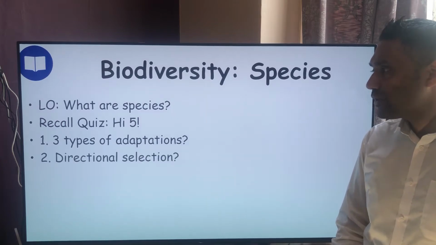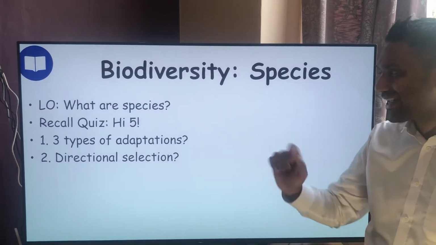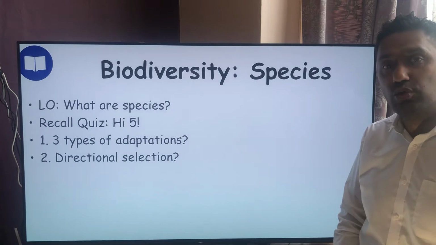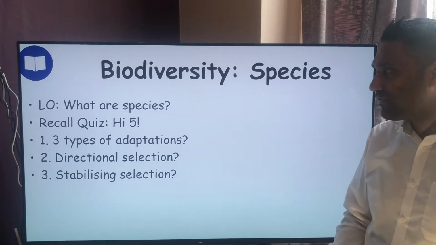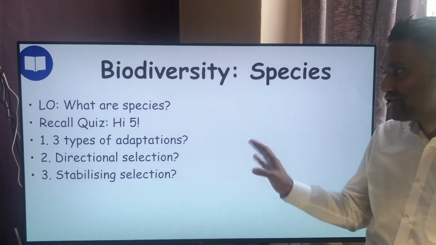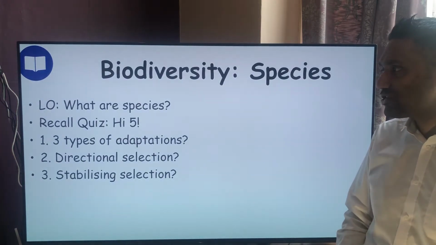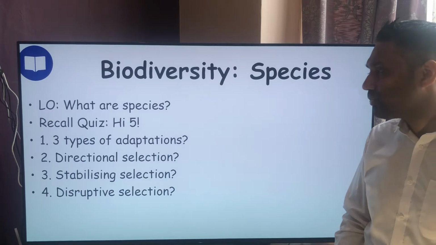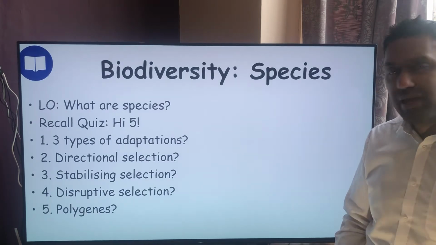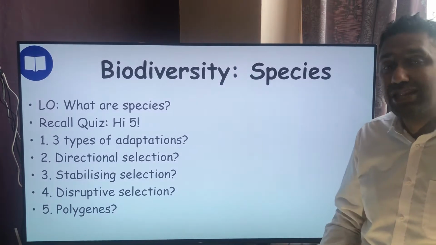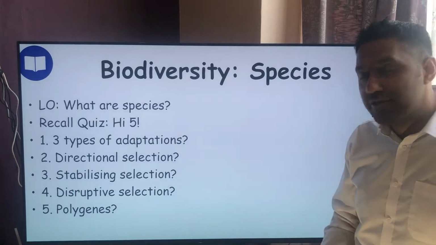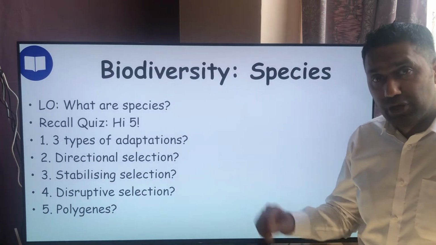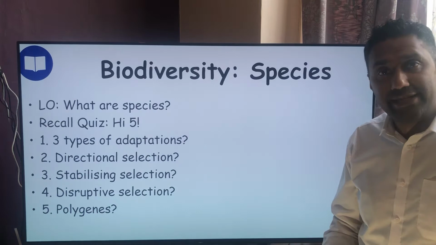Number two, directional selection. Can you just quickly sketch out the graph of what directional selection looks like? Number three, can you draw the sketch of the graph of what stabilizing selection is? And can you just give a quick explanation behind those as well, a description? Number four, disruptive selection. And number five, what do I mean by polygenes? So this is what we looked at last lesson. Can you answer those questions as a quick starter activity, high five? Pause the video, and I'm going to go through it with you in a sec.